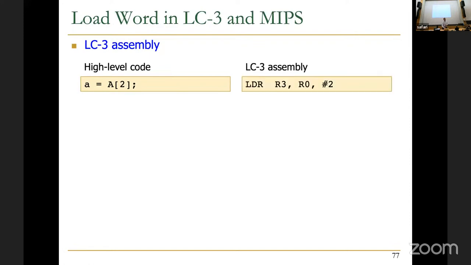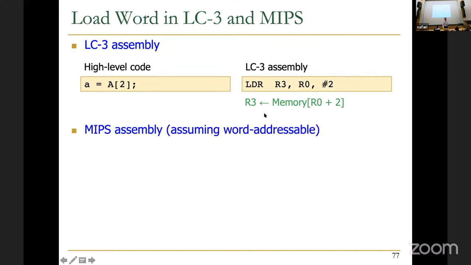registers, right? For example, in LC3, let's take a look at a specific example. I is equal to 2, for example. In LC3 assembly, it looks like this. It's a load register instruction, LDR. Address is calculated as R0, which is the base address of the array. You add to it 2 and write the value that you get from that location in memory into R3. So this is the semantics, basically. You calculate the address as R0 plus 2. There's a word located in that address, and that value is written into R3 after the operation is complete.